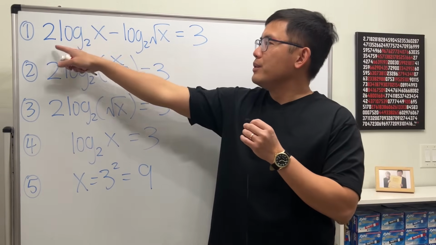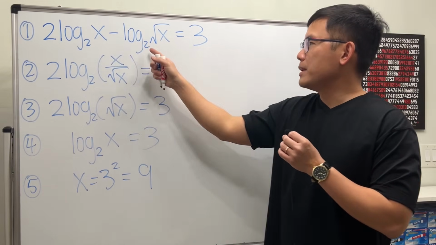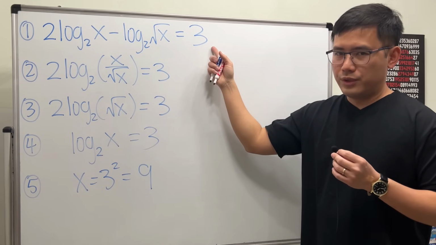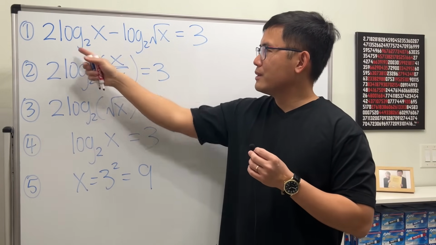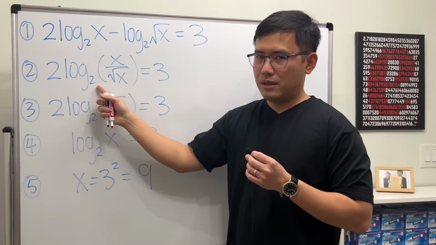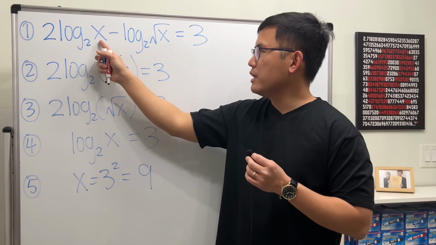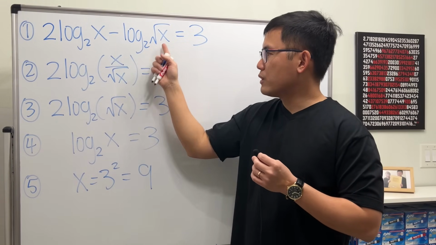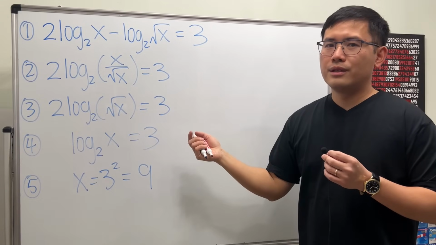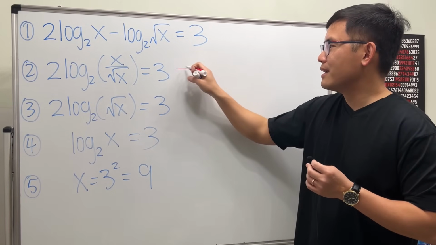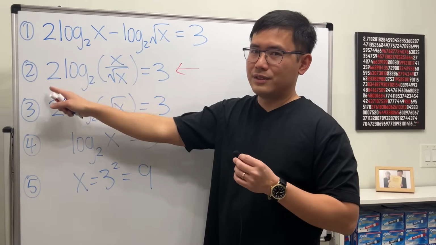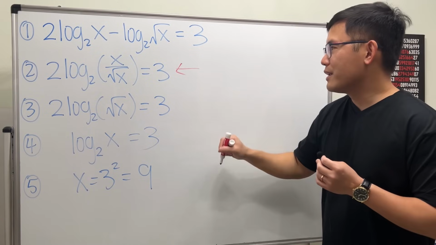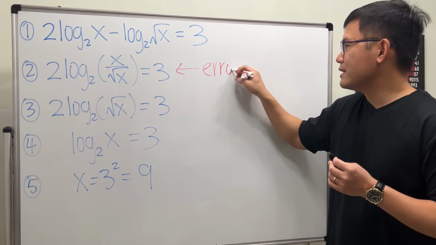We have 2 log base 2 of x minus log base 2 of square root of x is equal to 3. First step, it seems like they just combine the log, and because it's a subtraction, we just do x over square root of x. But in fact, this is incorrect. How come? The reason is because right here we have this 2, right? So this right here is one of the errors.